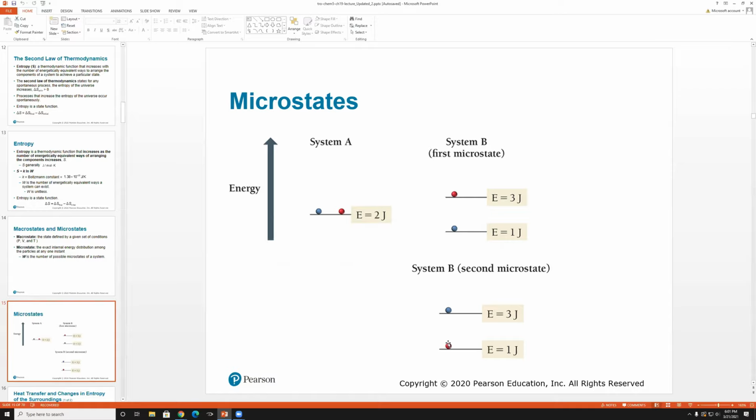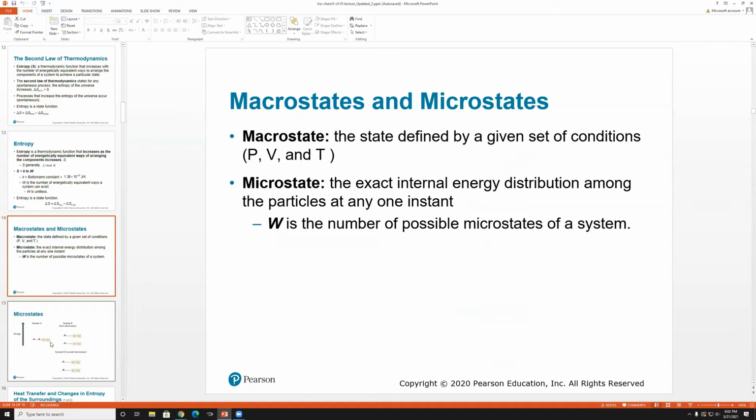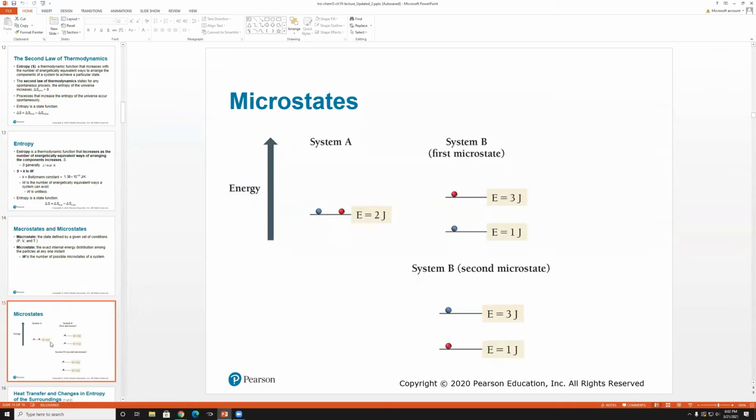Does it matter? No, because the change in energy between both states is exactly the same, meaning the macrostate for each one of these is identical, but the microstate is different because the particles are physically in different locations in each microstate. So you can imagine there are a huge number of microstates, and that's true. For a lot of scenarios, there are a lot. We're going to be talking very simply, but this number W is huge.